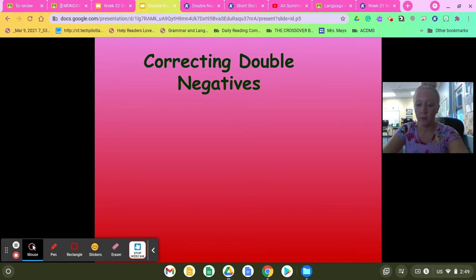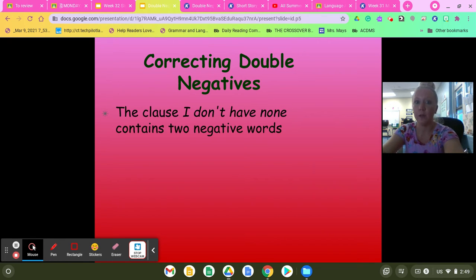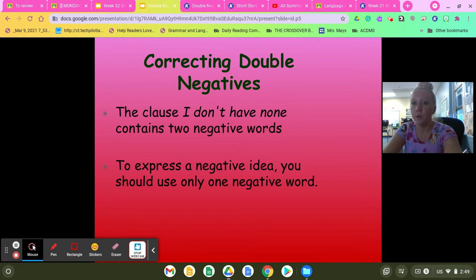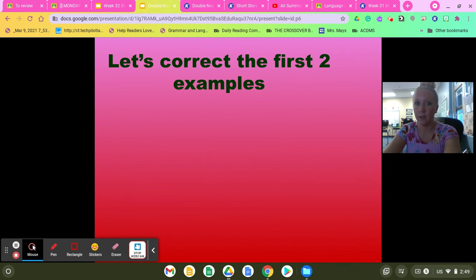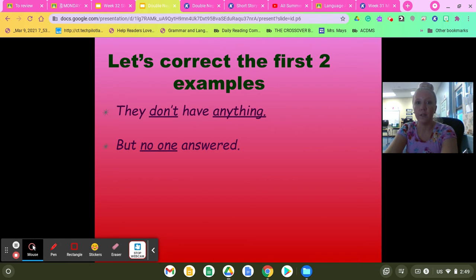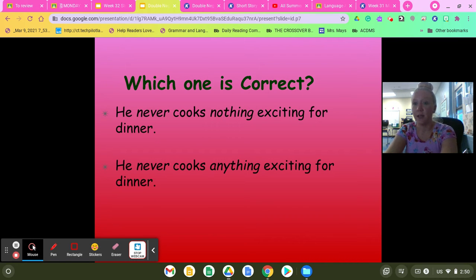So how do we correct double negatives? The clause I don't have none: we already said it has two negative words, don't and none. We only want to use one negative when expressing a negative idea. So instead of saying they don't have nothing, we say they don't have anything.